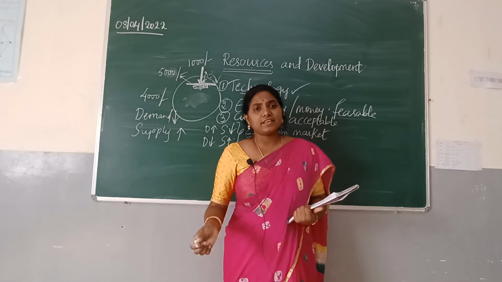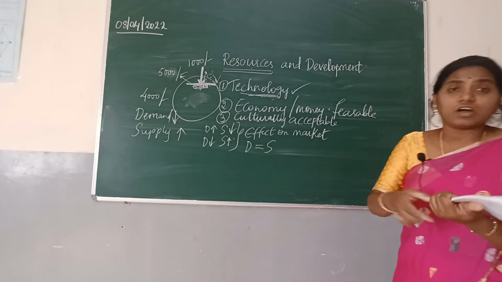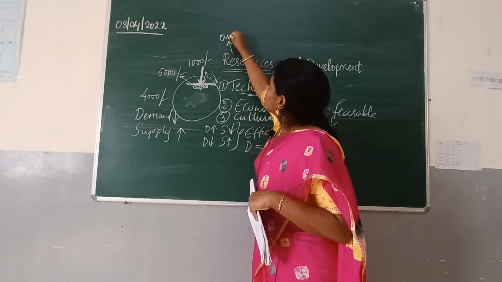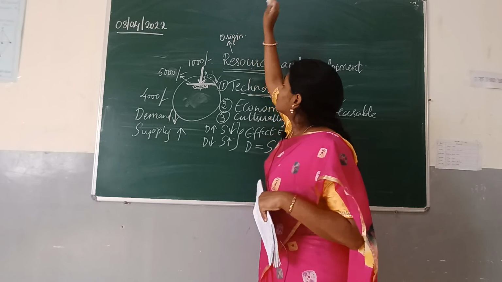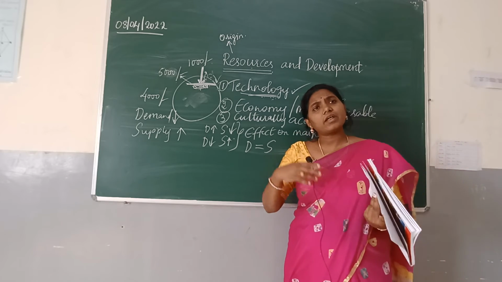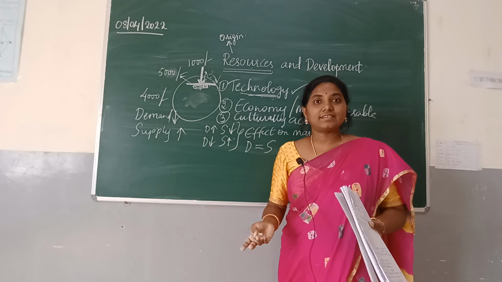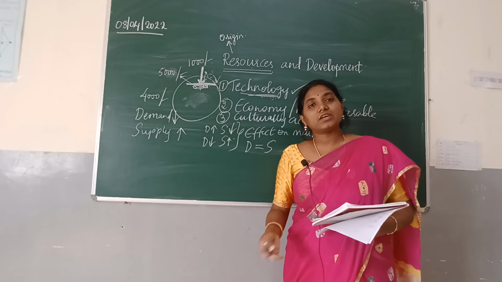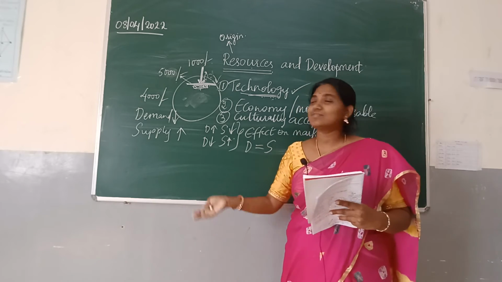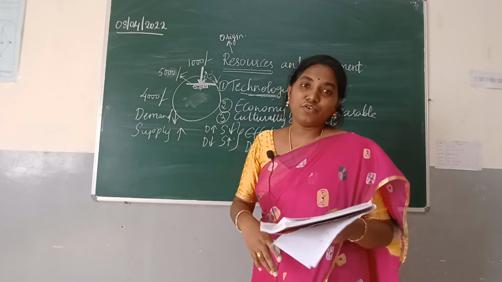So how are these resources classified? These resources are classified on the basis of origin. Origin means are they biotic or abiotic? Biotic means all living things. And abiotic means non-living things. Resources can be living and non-living things. So the origin of these resources is either biotic or abiotic.